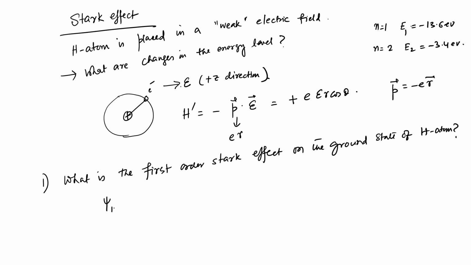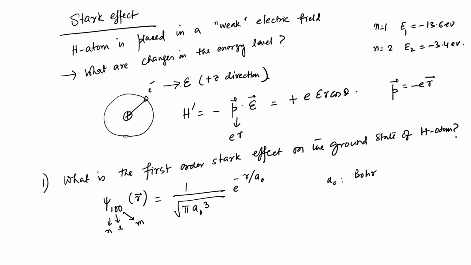So, what is the ground state of hydrogen atom? It is called the 100 state, where this is the N index, the first one, and then there is the L index, and then there is the M index. So, N equal to 1 means L can only take value 0, and if L is equal to 0, M equal to 0, that is the ground state, which has this energy, minus 13.6 electron volt. And this is nothing but 1 over root over pi a naught cube, e to the power minus r over a naught, where a naught is called the Bohr radius, having a value which is very close to 0.5 angstrom and so on.